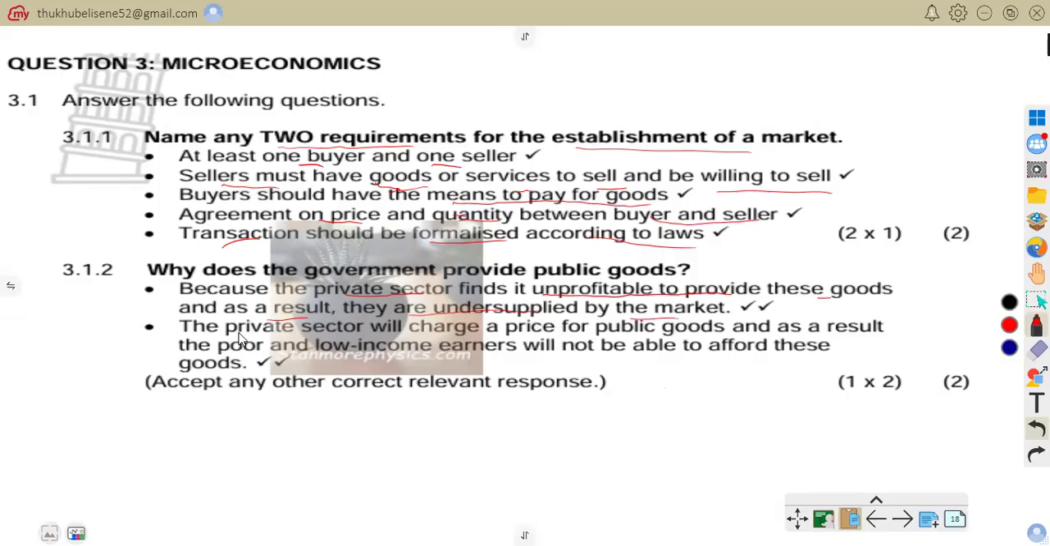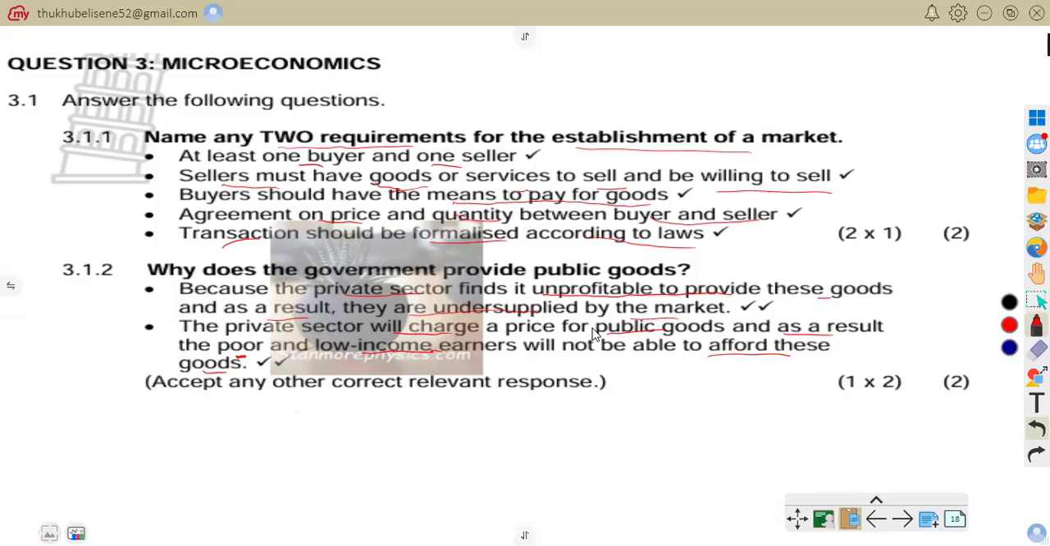The private sector will charge a price for public goods, and as a result, the poor and low-income earners will not be able to afford these goods. So you find that for those who earn little, it is going to be difficult to afford those goods. So that is one of the reasons why government provides public goods. Hope we are together on that.